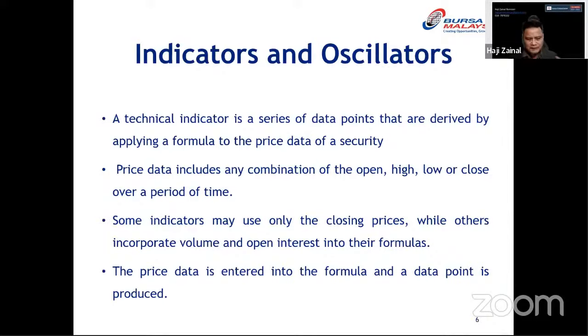When you talk about price data, this includes what we call open, high, low, close over a period of time. Meaning it can be short term, it can be long term, or very short term, for example 5 minutes, 10 minutes, 30 minutes, 1 hour, 1 week or 1 month. So we need open, high, low, close, but some indicators do not need all of these. Some indicators just use the closing price, some use open, high, low, close, some use only high or close. There are so many, because what you are looking for needs a different indicator.